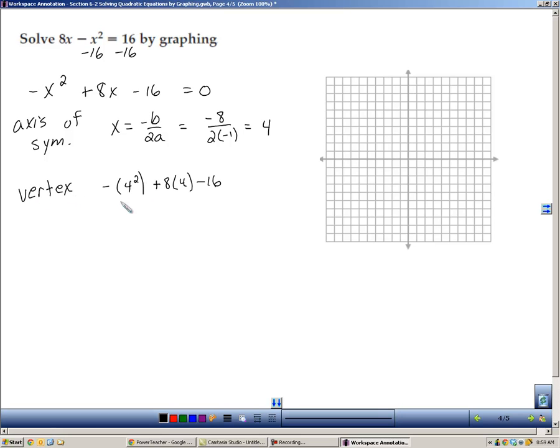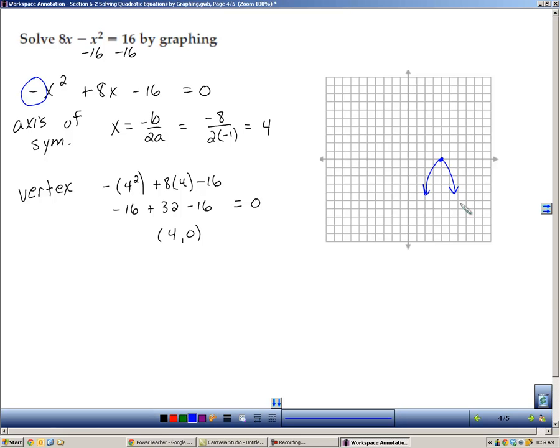So we square the 4 first and then make it negative. And we end up with a vertex of 0, which means the ordered pair (4, 0) is my vertex. Now if I graph that, I find out that the vertex is right here, and I know because the a is negative that my parabola is going to open down.